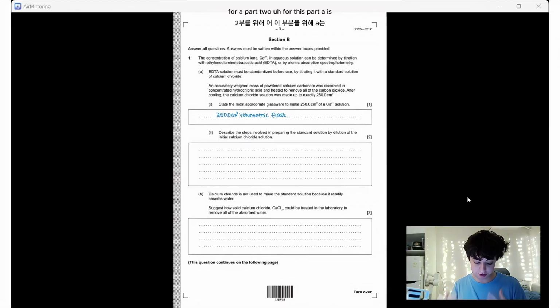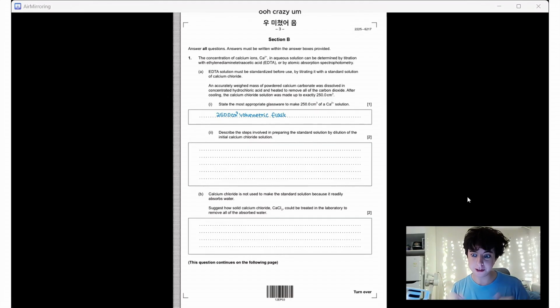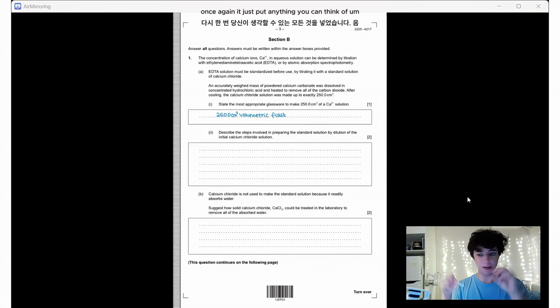For part 2, for this part A, is describe the steps involved in preparing a standard solution by dilution of the initial calcium chloride solution. Okay, and so this is, once again, in tools, dilution. Ooh, crazy. And so this is one where there was a lot of options for the mark scheme. It was just any two. And so this is one where there's so many lines. Once again, it's just put anything you can think of.